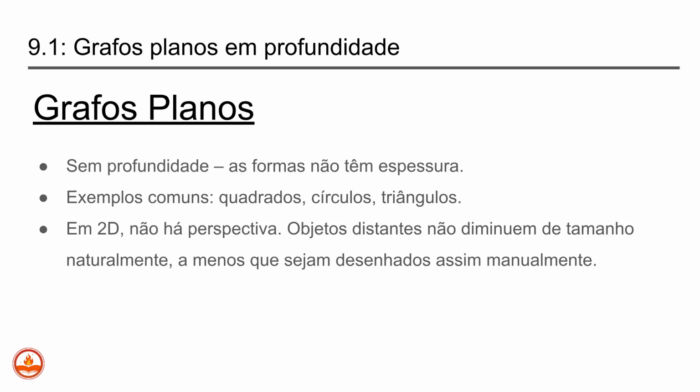Let's go over 2D graphs first, also known as flat graphs. Flat graphs have no depth. Shapes have no thickness at all. Common shapes include squares, circles, and triangles, the type of shapes you draw on your paper. In 2D, there is no perspective. Objects in the distance don't naturally get smaller unless drawn that way.